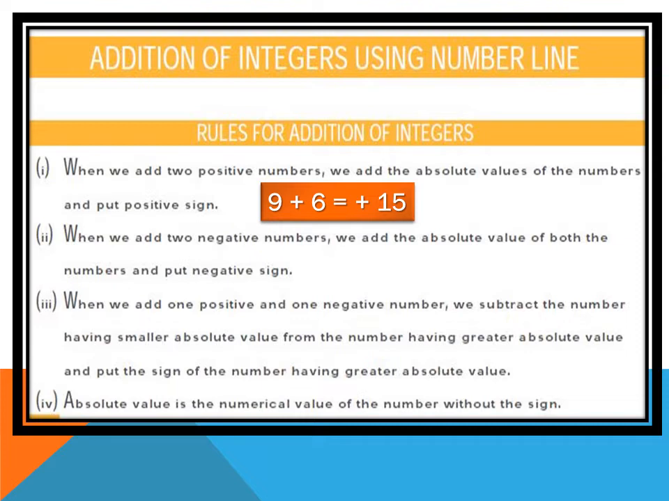Rule number 2. When we add two negative numbers, we add the absolute value of both the numbers and put a negative sign. Let's take another example. We are adding here -9 with -6. Now we are adding two negative numbers. So what we will do, we will add the absolute values of -9 and -6. The absolute value of -9 is 9 and the absolute value of -6 is 6. So 9 plus 6 will give us 15 and a negative sign will come in front of it since both the numbers are negative.